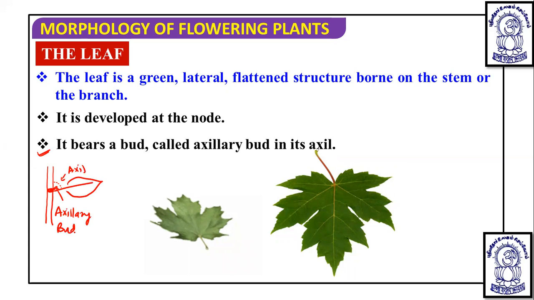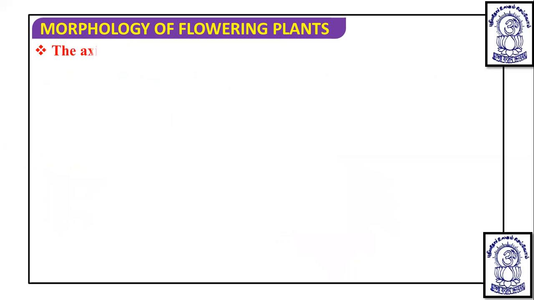So the definition of axil: axil is an angle between the petiole of a leaf and the younger stem. This is growing like this, so this is going to be the younger stem. This angle is known as axil, and the bud which is present in this is known as axillary bud. So leaf usually bears this axillary bud in its axil. The axillary bud later develops into a branch. What is the function of this axillary bud? It grows and forms a branch.